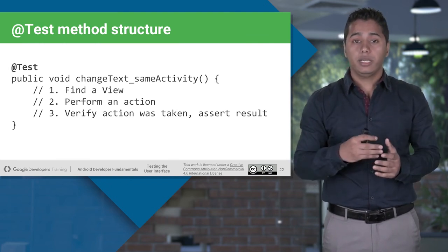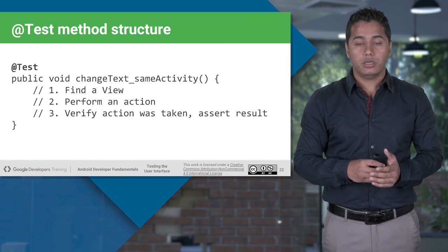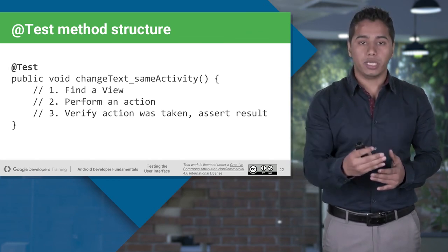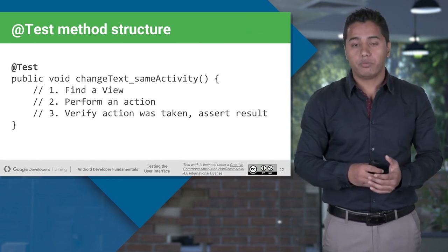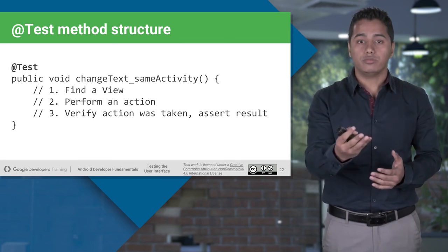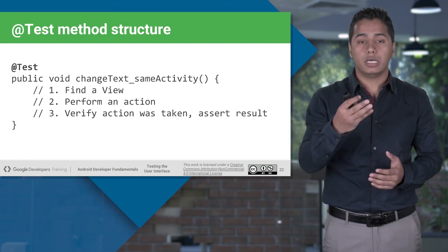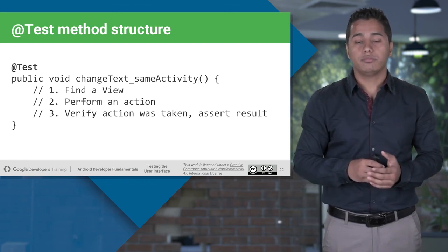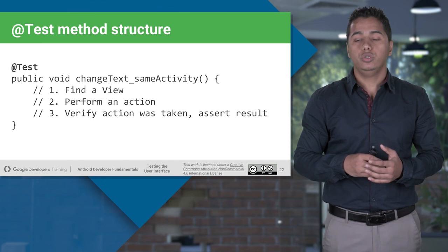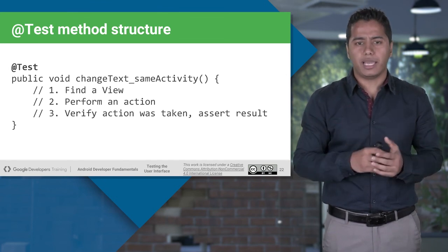Second is called perform an action. What exactly is that view performing? Like a button, of course, will be performing a click. If you are using a checkbox, it will be performing an item click. Or if you are using an edit text, it might perform your typing action, right?